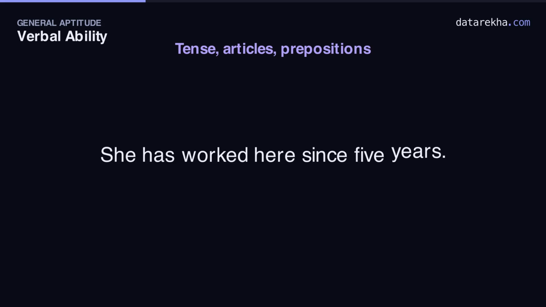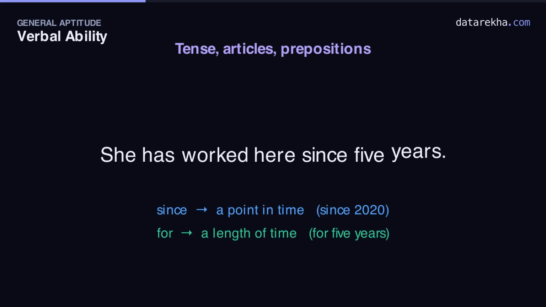Third, prepositions, and the famous one, since versus for. Since points to a moment. Since 2020, since Monday. For measures a stretch. For 5 years. For 2 hours. So since 5 years is wrong. 5 years is a duration. It must be for 5 years. She has worked here for 5 years.